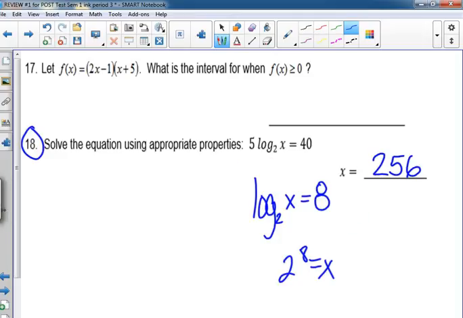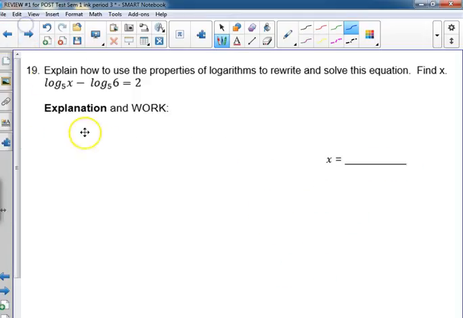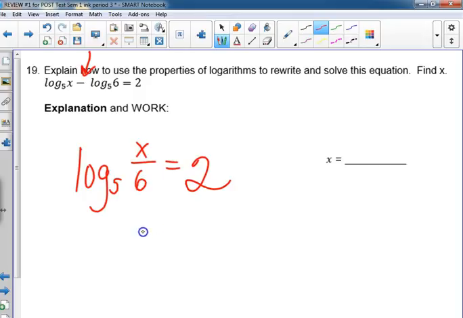You should have got the same answer, but yeah. Always use your Algebra 1 brain first. You can condense, and this is a minus, so how does this condense? Now, we only have one log, so we can't get rid of it. We have to exponentiate or rewrite 5 to the second power equals x over 6.